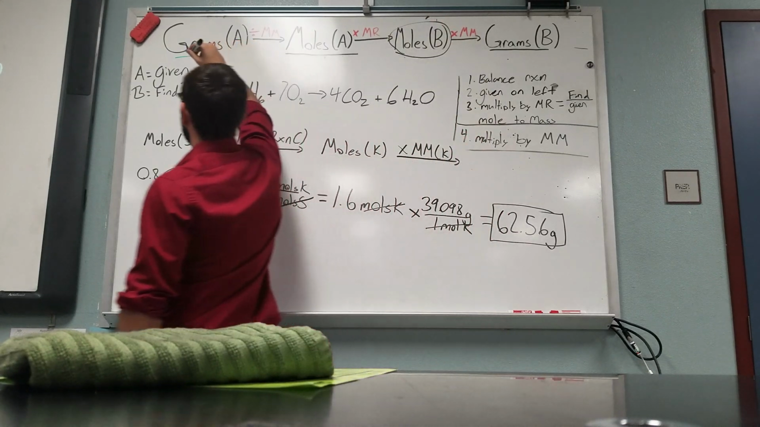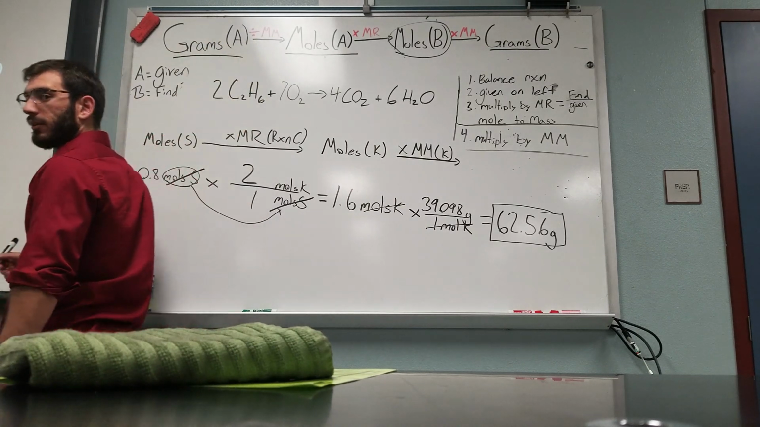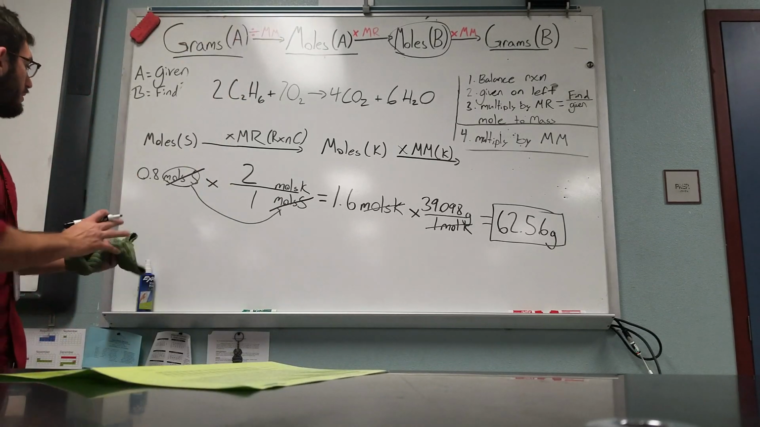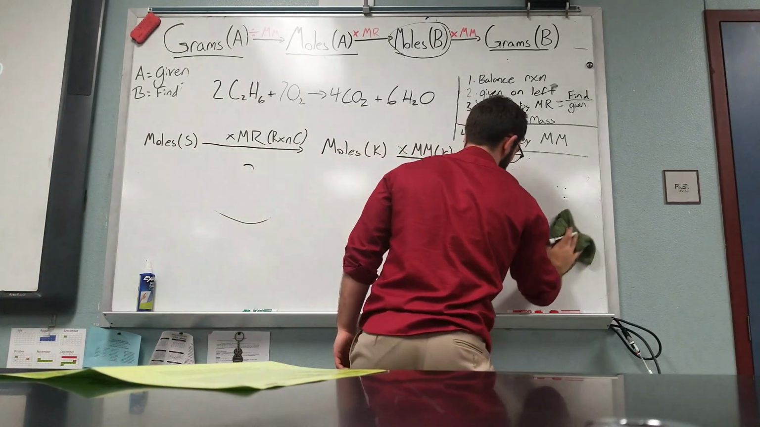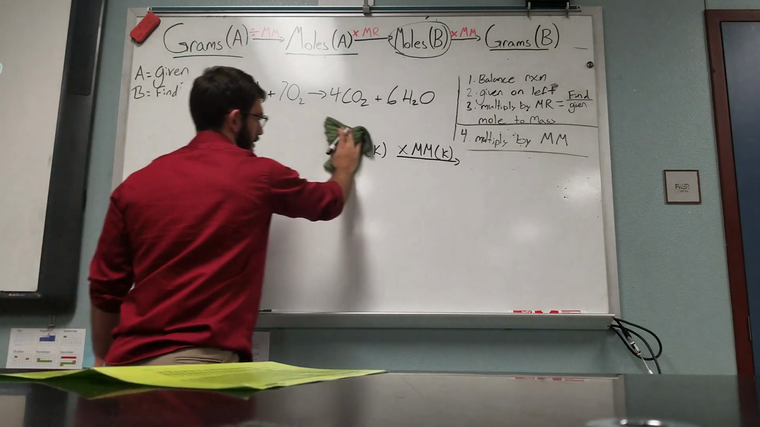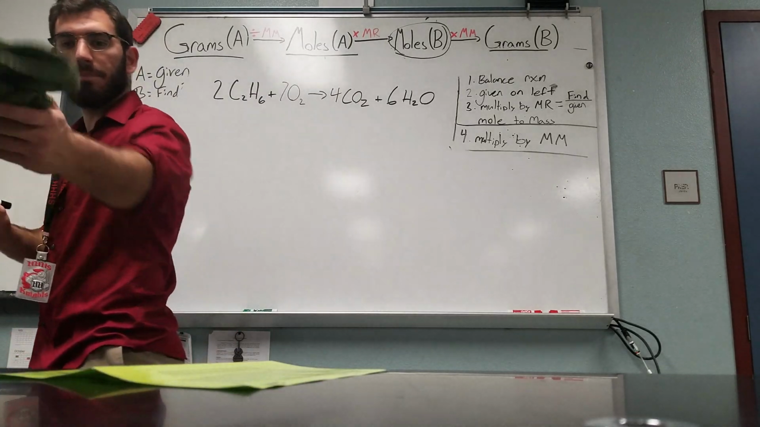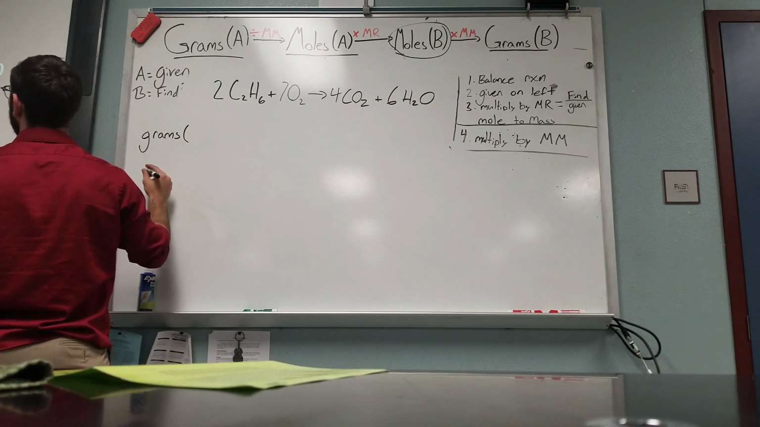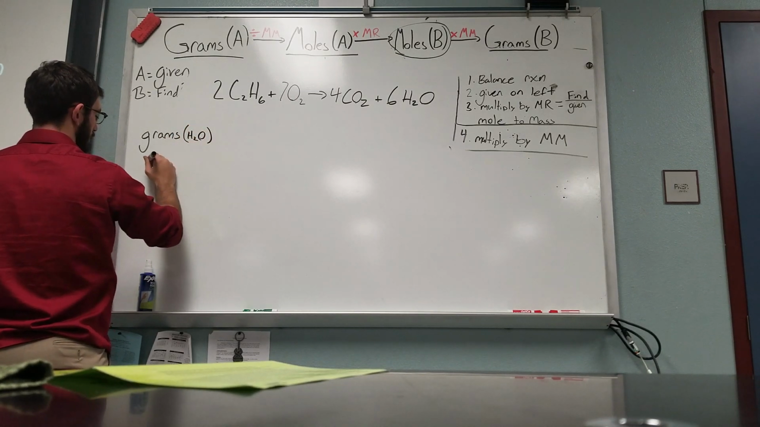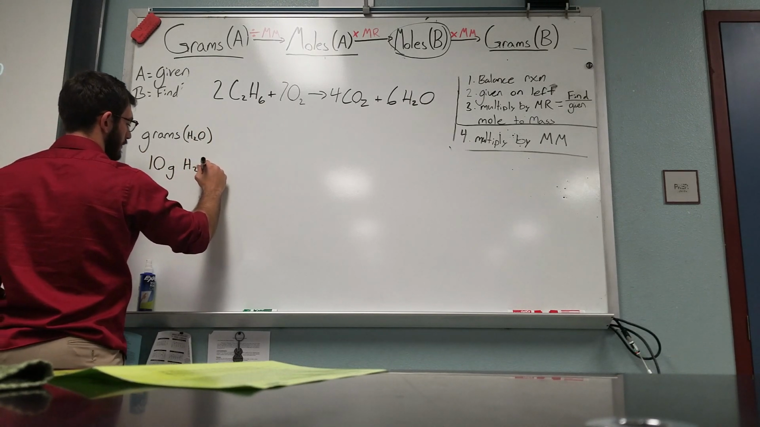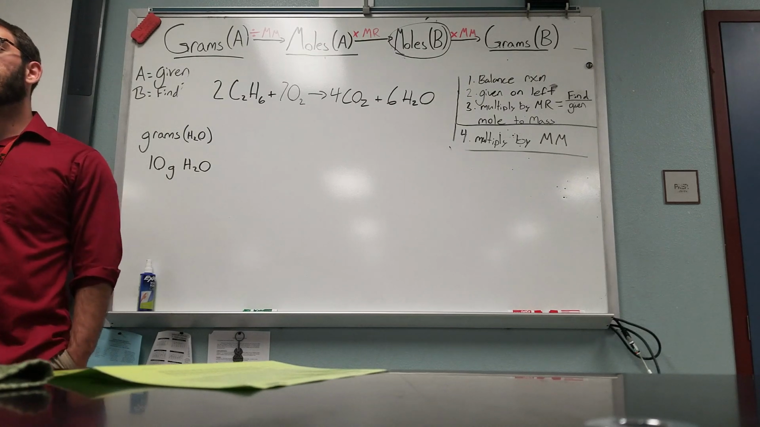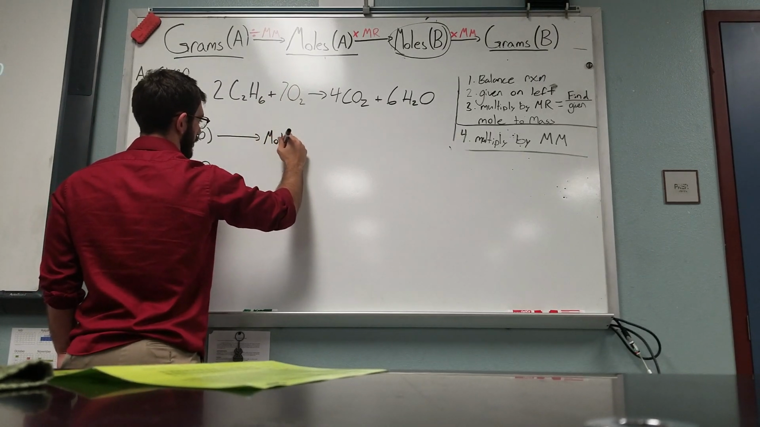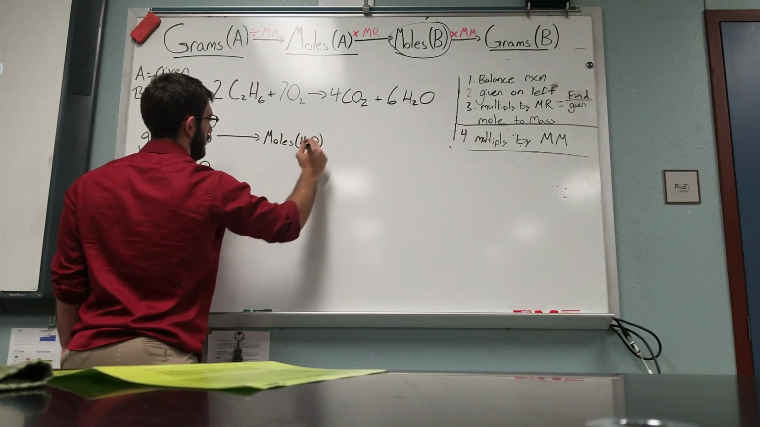We are given grams, so we have to go step by step. Okay, we're given our grams. In this case, it's grams of H2O. 10 grams of H2O. We want to convert that to our first step, moles of water. Moles of H2O.